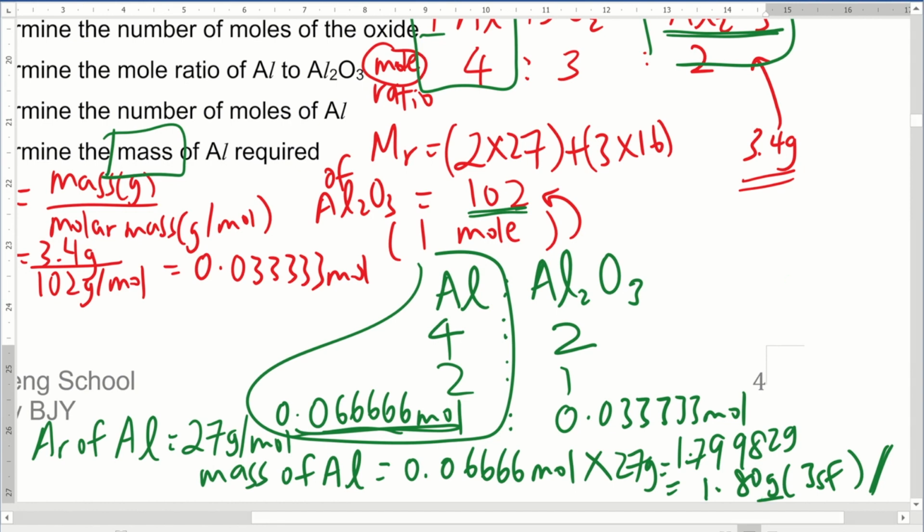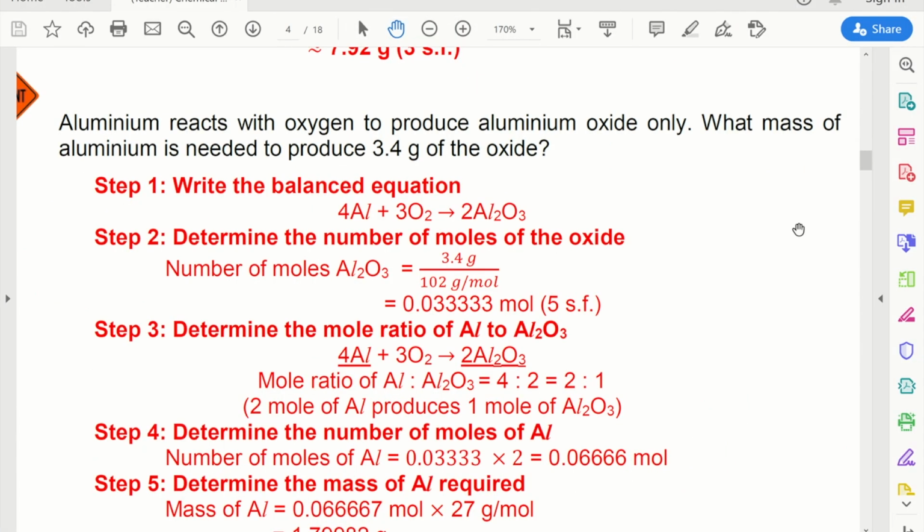So this is how we do it. Take a look at this again. I repeat, aluminium reacts with oxygen to form aluminium oxide. So we form a balanced equation first, balance them so that you can see the mole ratio. So this is 4 is to 3 is to 2. The question says I need to produce this amount. I want to produce 3.4 gram of the oxide, so how much aluminium do I need?